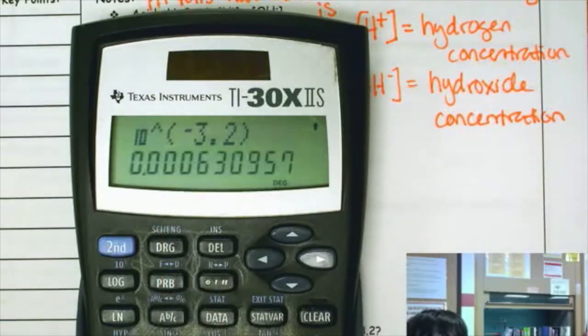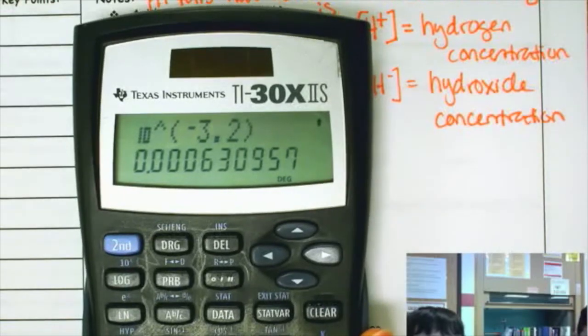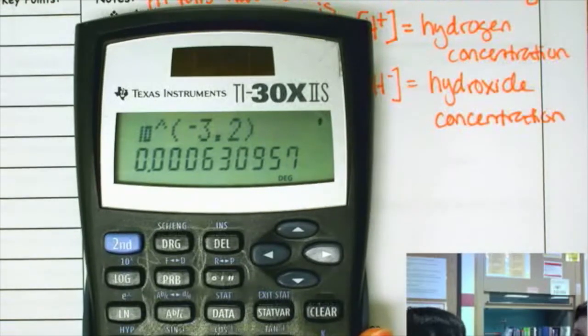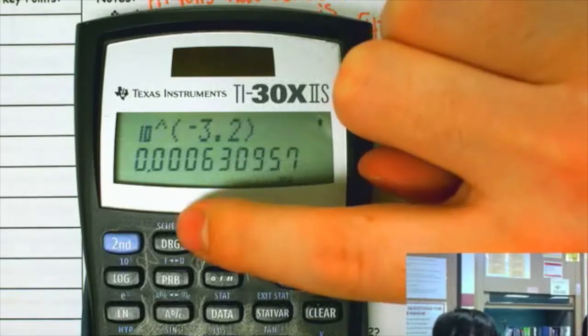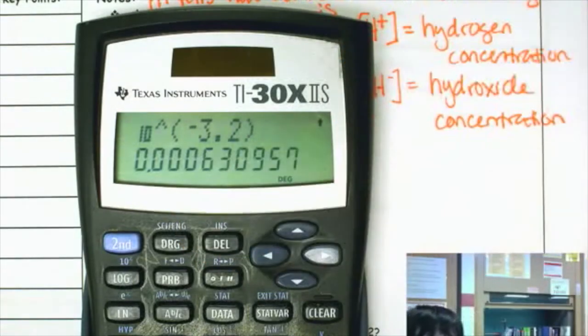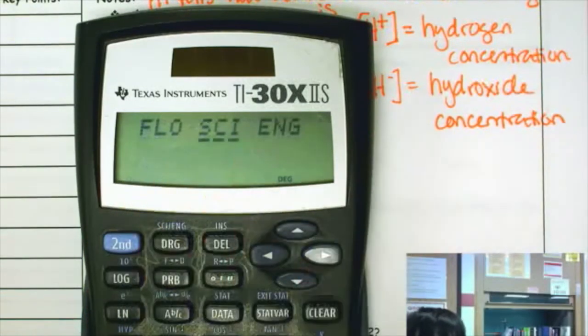So that is a big, long number with a lot of zeros in front of it. We're going to convert it to scientific notation. Do you remember how to do that? I think you go second and then the DRG button right next to it. Yeah, we could do that. Second DRG. I'm going to change it to scientific. And then, ooh, there it is.